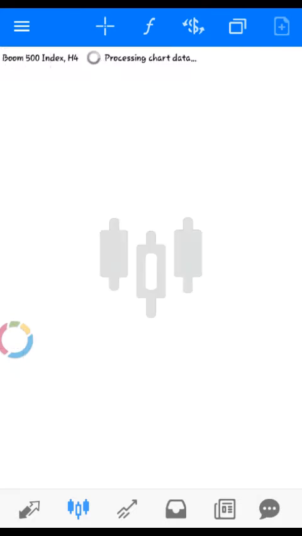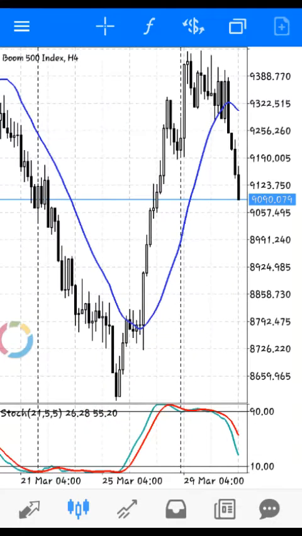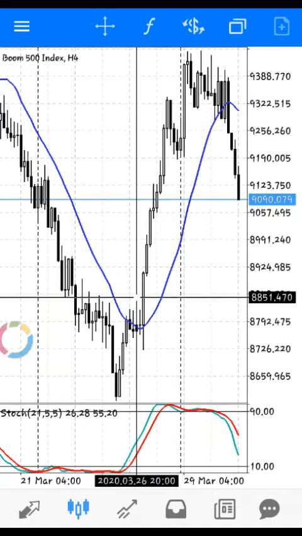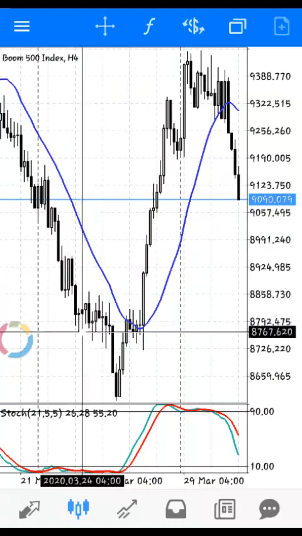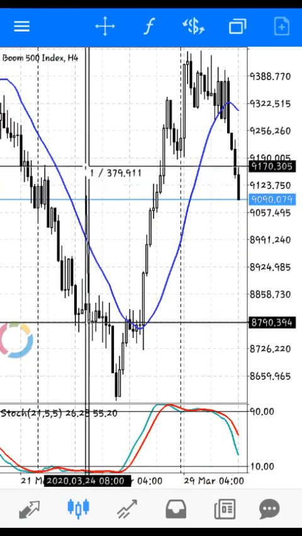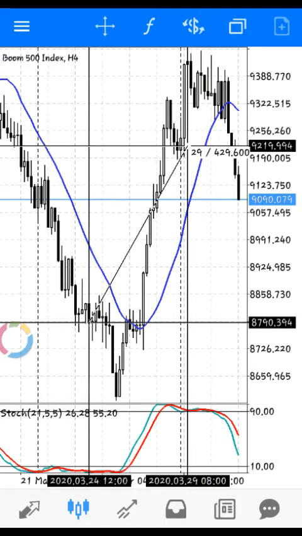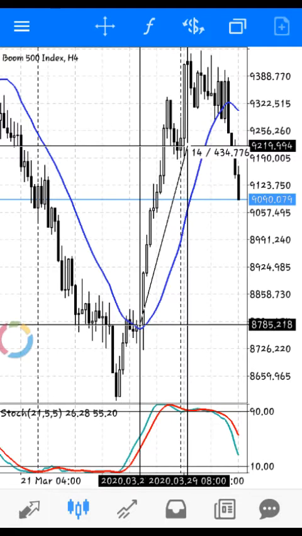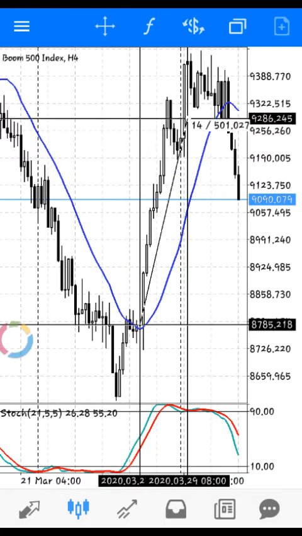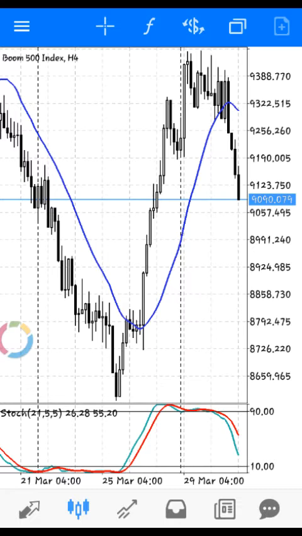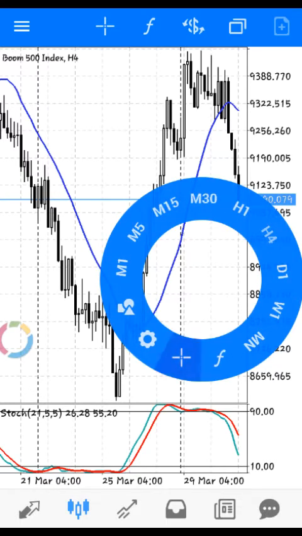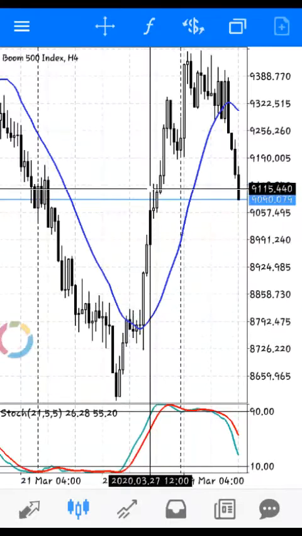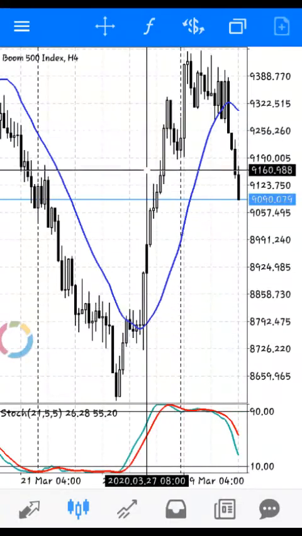Then on the 4 hour, what we had was this inefficient move here, to the tune of about 600 points, 600 pips. So chances are this inefficient move on this time frame will fill up at some time in the future.